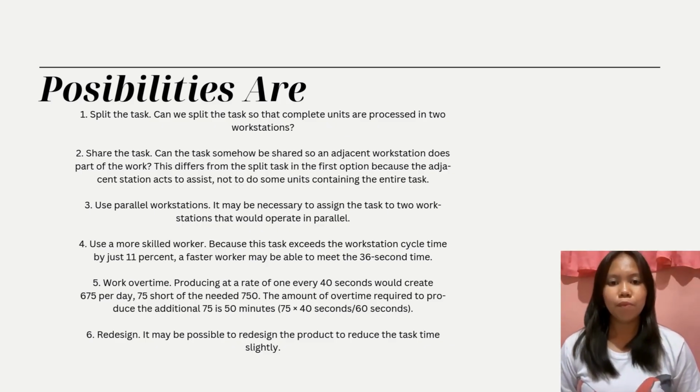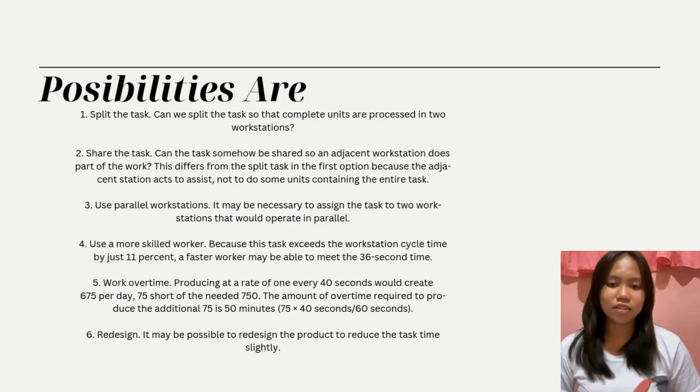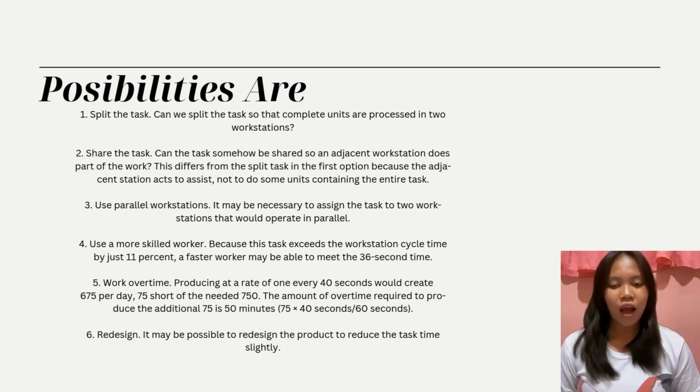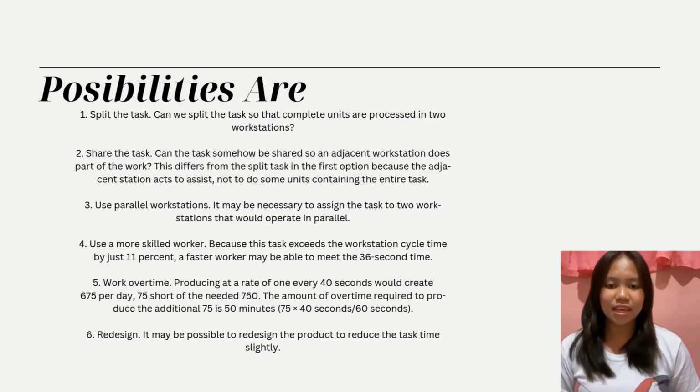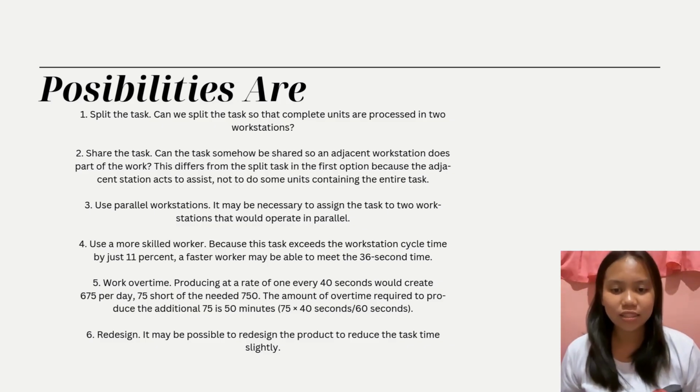Fifth, work overtime. Producing 1 unit every 40 seconds gives 675 units per day, which is 75 units short of the needed 750. To make the extra 75 units, overtime is required. How do we compute our overtime? 75 times 40 divided by 60 is equal to 50 minutes of overtime. Sixth, redesign. It may be possible to redesign the product to reduce the task time slightly.